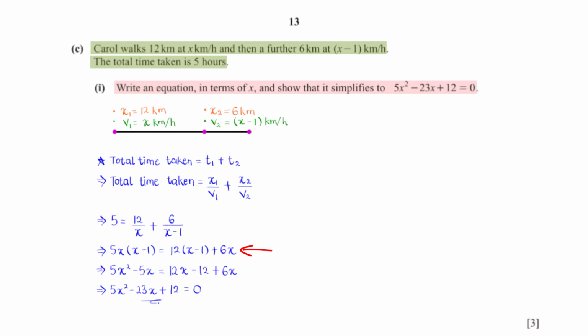When we expand the brackets, 5x times x is 5x squared. 5x times negative 1 is negative 5x. 12 times x is 12x and 12 times negative 1 is negative 12. When we move all the terms to one side of the equation and group like terms, we have 5x squared minus 23x plus 12 equals 0.